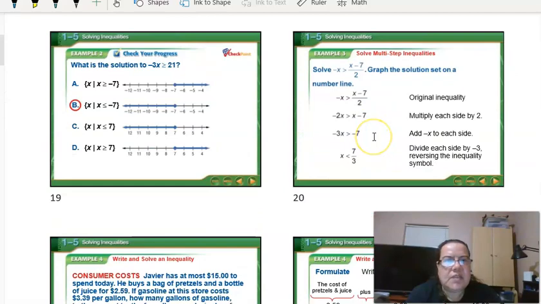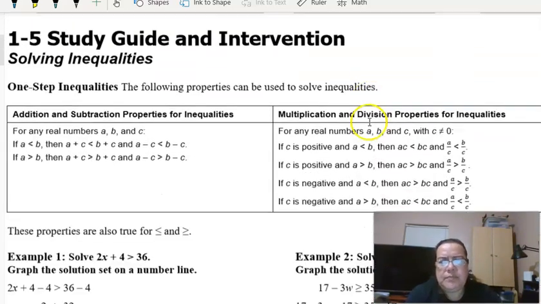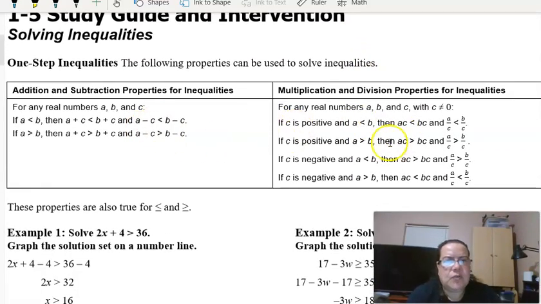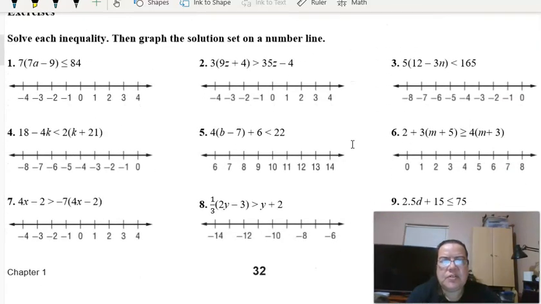So you have some more examples here for you to work on your own. So let's look at the study guide and intervention section. You have a few more notes, things that I had already mentioned in my notes. And so you have some examples and then of course the problems to work. So let's go ahead and look at any one of these.